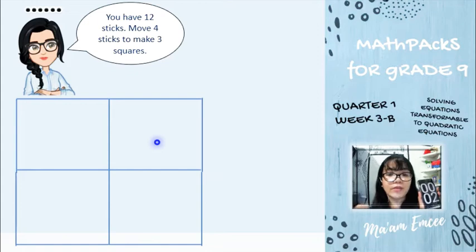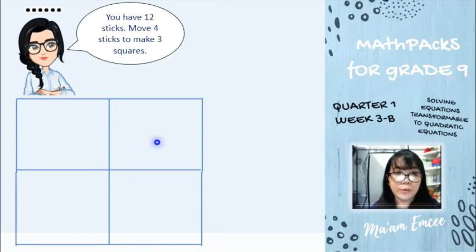Again, 20 seconds only. We have 12 sticks. Move 4 sticks to make 3 squares, because for now we already have 4 squares. So we need to make 3 squares only by moving 4 sticks. And remember, all sticks must be used. Okay, and your time is up.